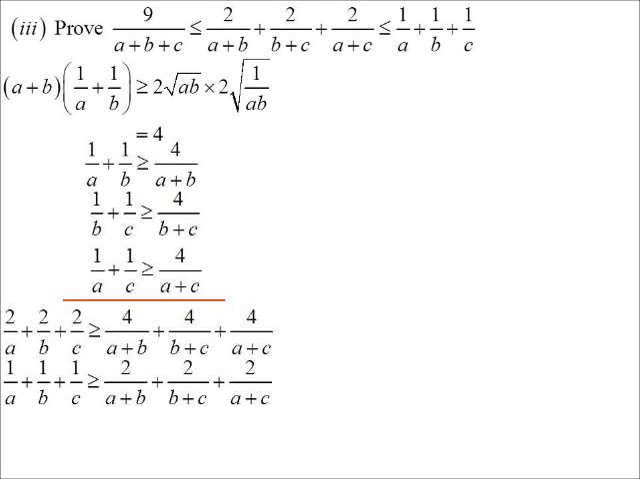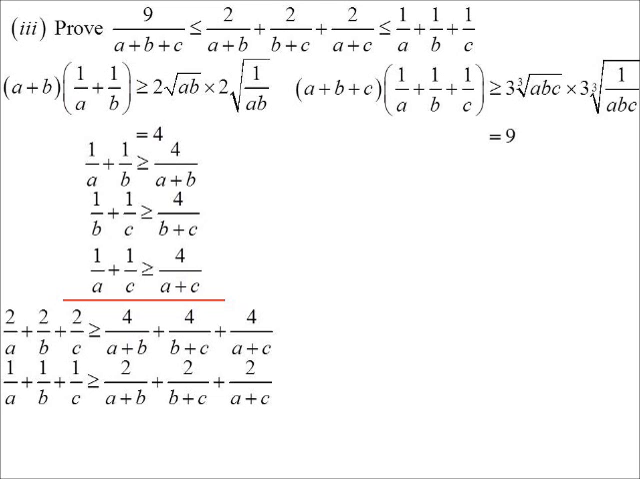Well, what am I going to do for the left-hand side? Still going to use a similar idea, but I'm going to use all 3 terms rather than 2 of the terms. So now I'm going to get a plus b plus c and multiply it by 1 on a plus 1 on b plus 1 on c. Well, that's going to be greater than or equal to 3 times the cube root of abc, because a plus b plus c will be greater than or equal to 3 times the cube root of abc. The 1 on a plus 1 on b plus 1 on c will be greater than or equal to 3 times the cube root of 1 on abc. They cancel, leaving me with 9.